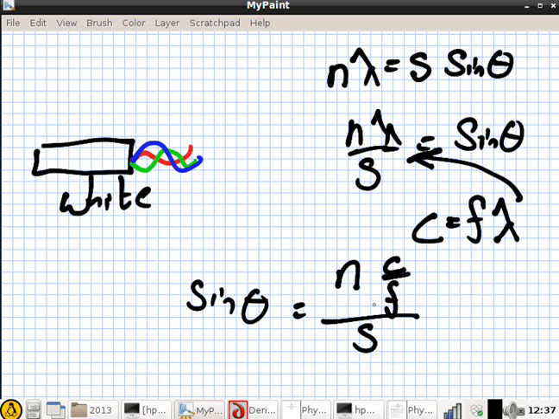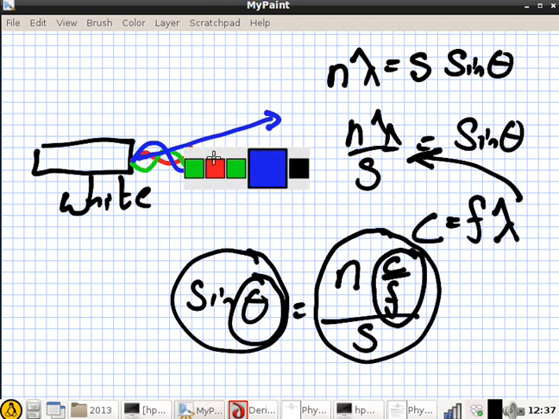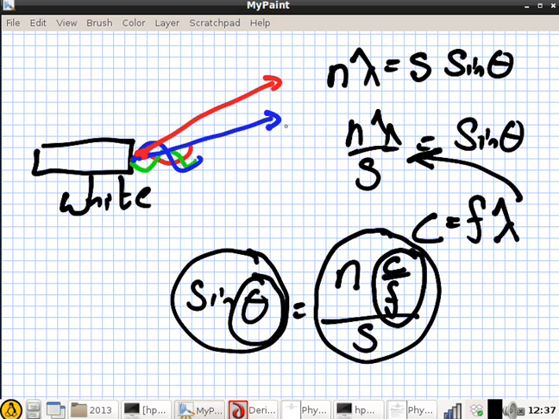As the frequency gets bigger, what happens to this number? It gets smaller. So what happens to this number? Smaller. So what happens to this? Smaller. So what happens to this? Smaller. So in other words, for big frequency we have a small angle, and for a small frequency we have a big angle. So the result is the red light will be pushed up higher than the blue light.